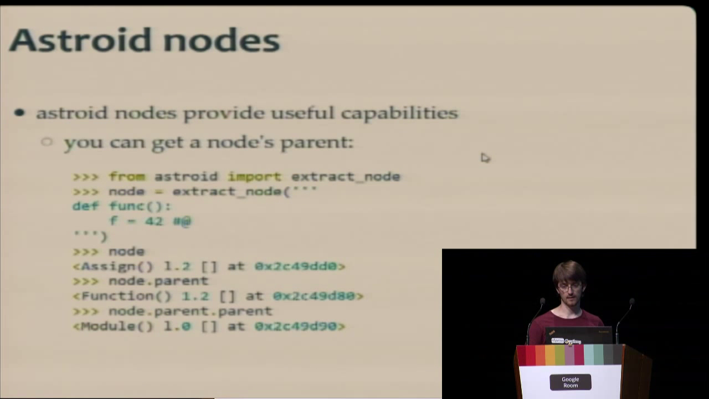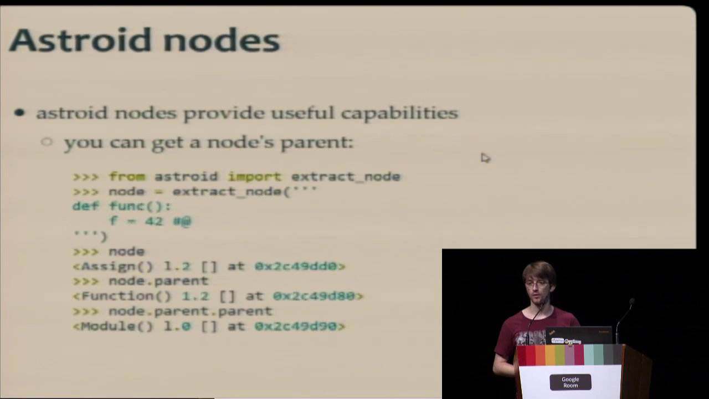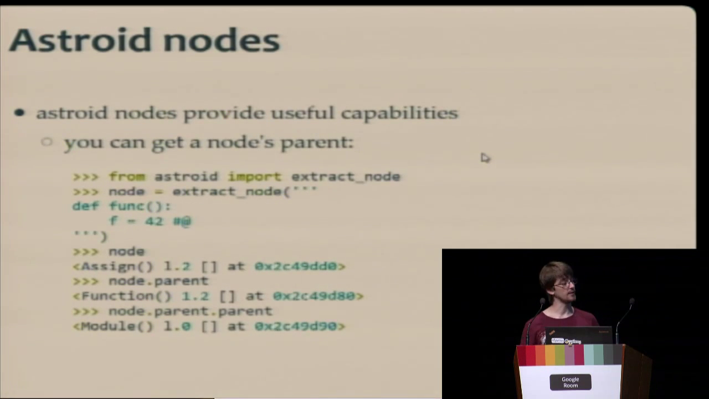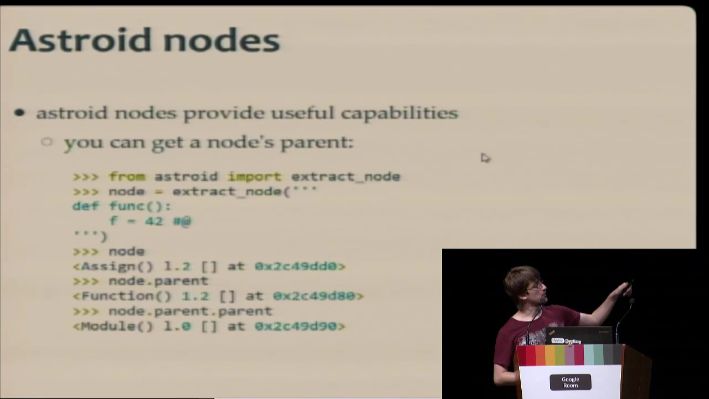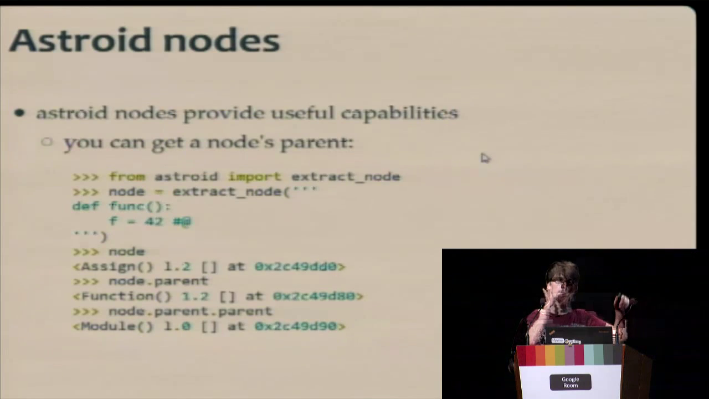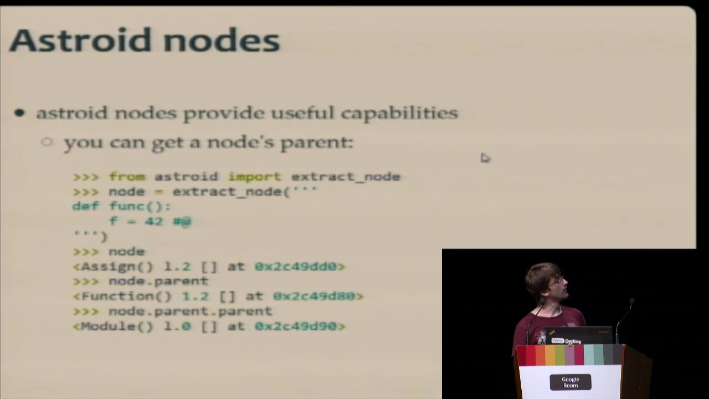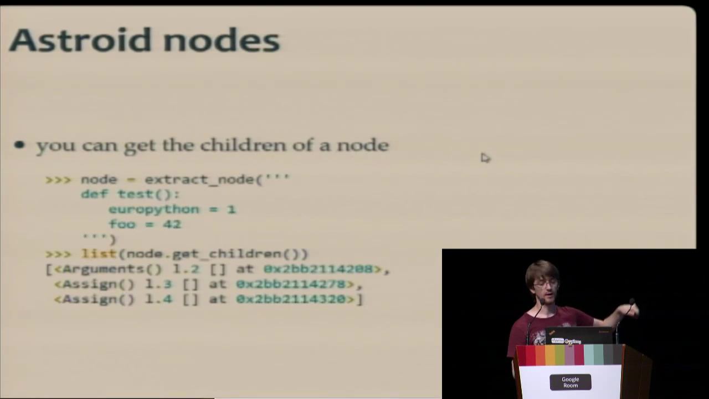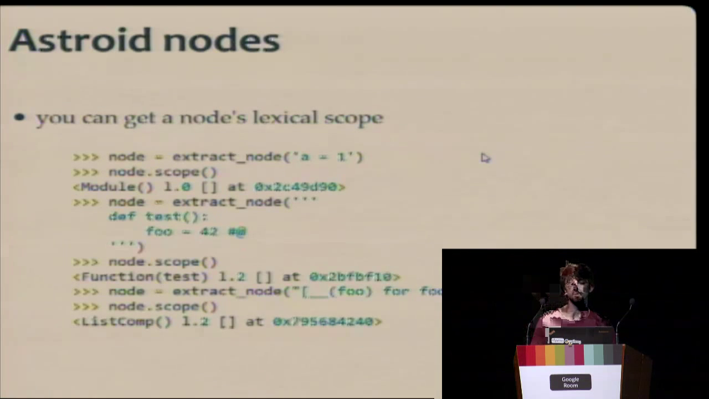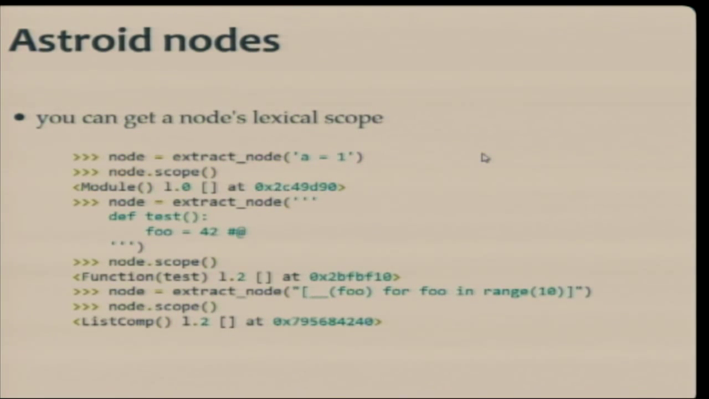As I mentioned, our Astroid nodes are quite similar to the ones from ast, but we augment them with a couple of capabilities specific to our purposes. In this example, for instance, you can retrieve the parent of a node, and you can walk up the tree starting from one node. Also, you can walk down by using the get_children method. Also, you can retrieve the lexical scope of a variable.